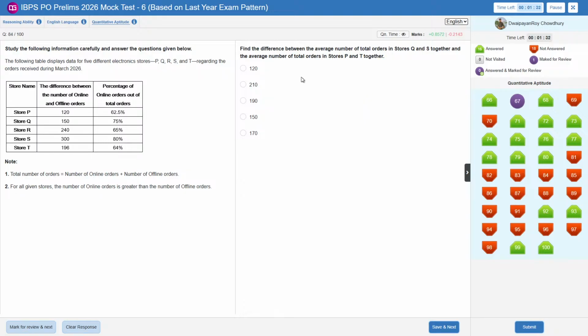Okay, so T is required, right? Next question. So R, for R, profit: online order 50, offline 30, total profit. So 52 into 5 is 260 plus 28 into 3 is going to be 84. So 364.